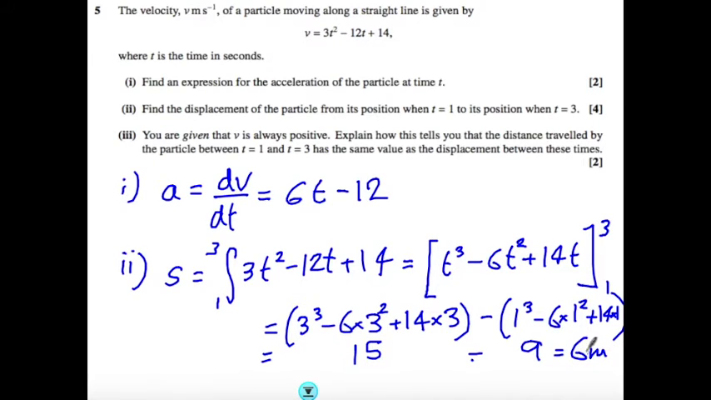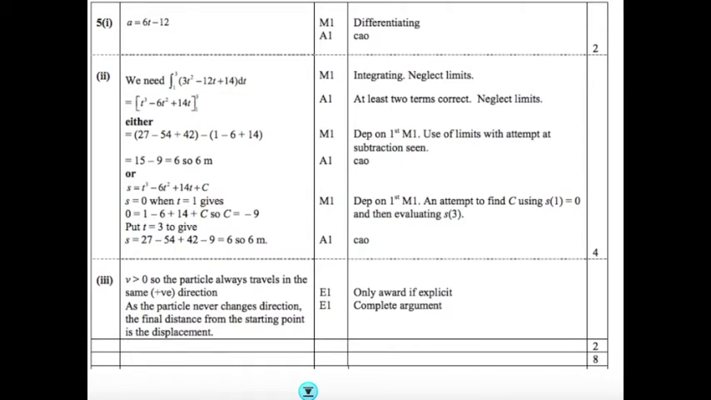Now if we didn't know the velocity was always positive, it might have moved back 1 meter and then gone forward 7 meters. But because we know it has just been travelling one way, we know it's just gone forward 6 meters and hasn't been moving backwards. So in other words, the distance travelled won't be higher. For example, if it had gone back by 1 and then forward 7, it would have travelled 8 meters in total. So let's see how they sum that up in the mark scheme.